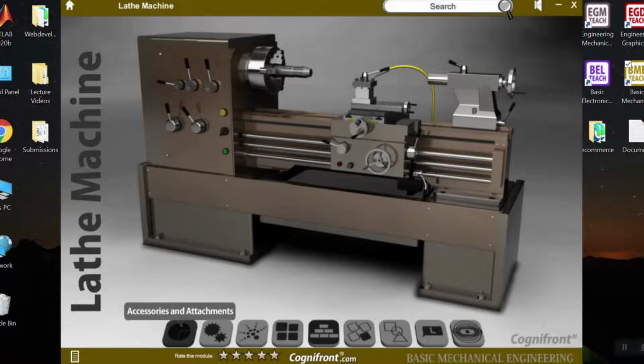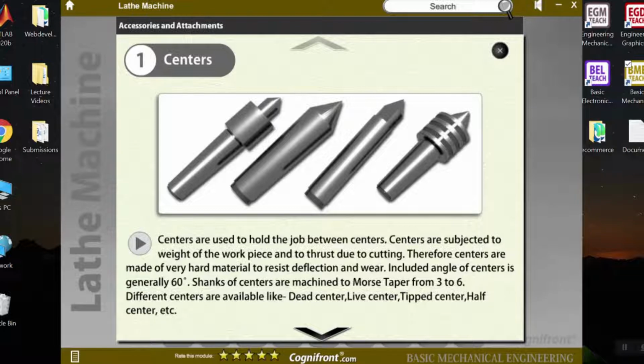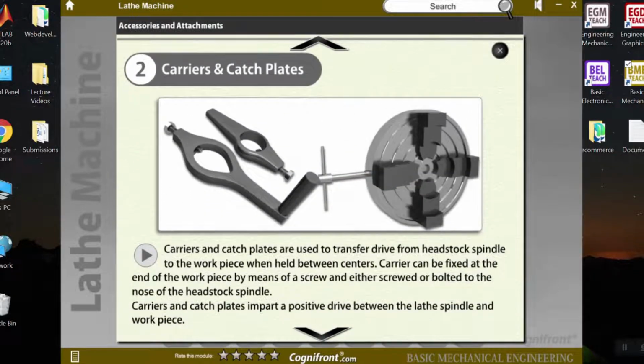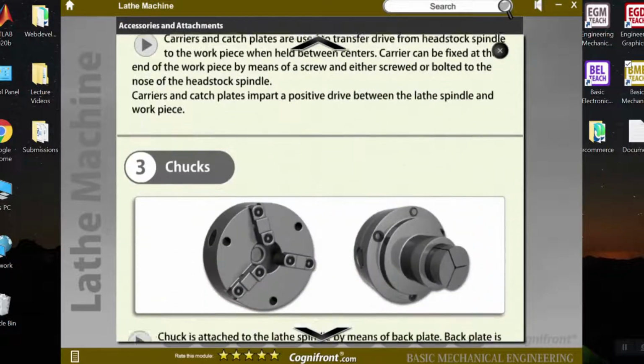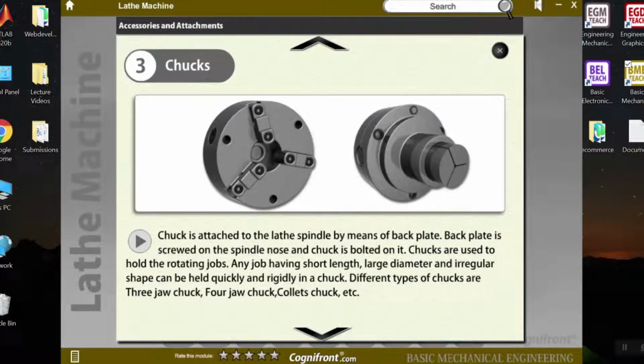Next we have the accessories and attachment. So here along with the visual, a glossary and an audio is given. Similarly, there are the carriers and catch plates, chucks. I'll play the audio of chuck.